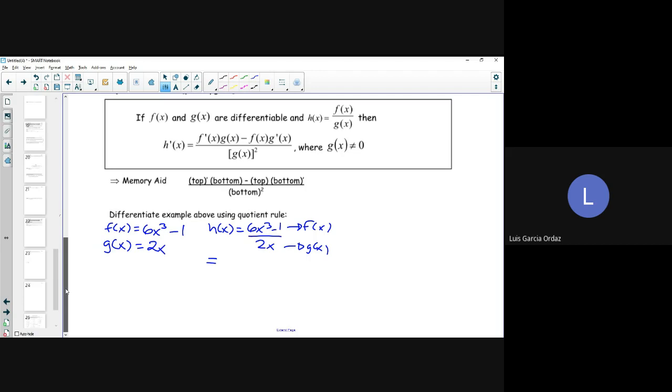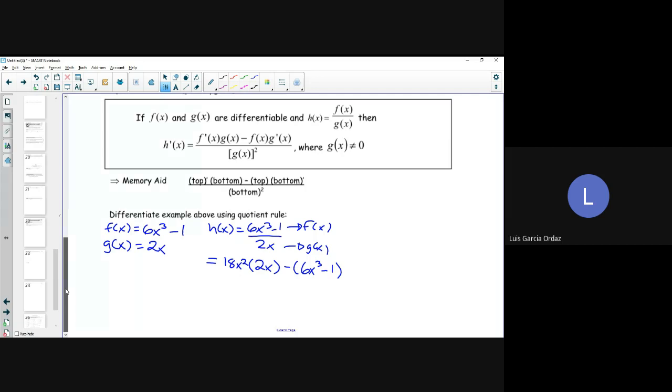So what's the derivative of 6x cubed minus 1? What would that be? 18x squared. So we get 18x squared times the bottom, which is 2x, minus the top, which is 6x cubed minus 1. And what would the derivative of my denominator be?